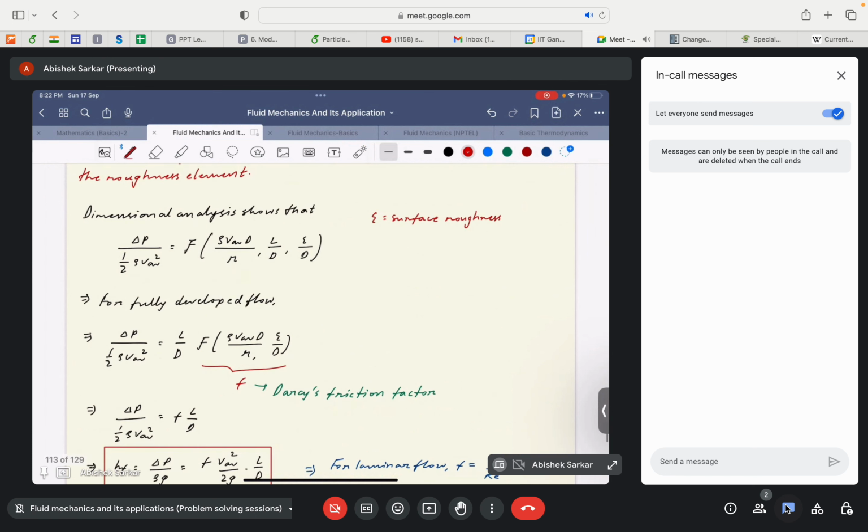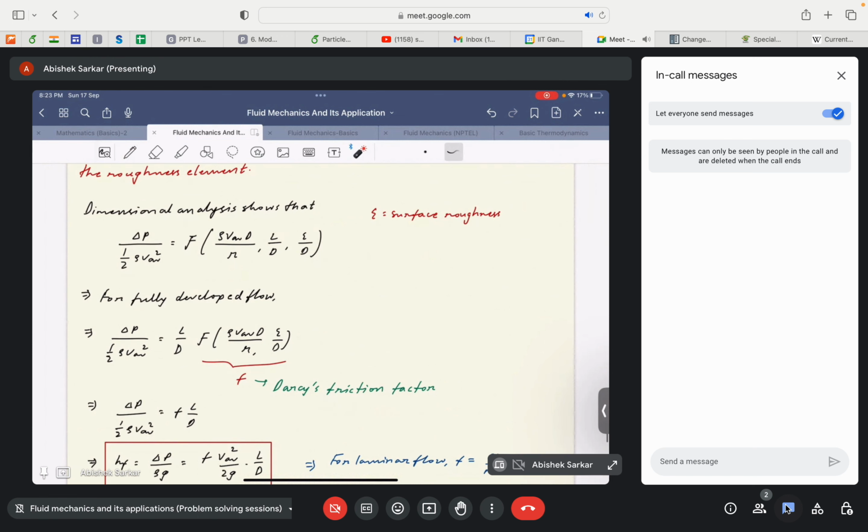In the case of fully developed flow, this ratio becomes independent of the length of the pipe. So that's why this ratio comes out as a function. So delta P by half rho V square is equal to L by D into a function of rho V, into a function of the Reynolds number and the surface roughness. And this friction factor is known as the Darcy friction factor in the case of turbulent flow also.